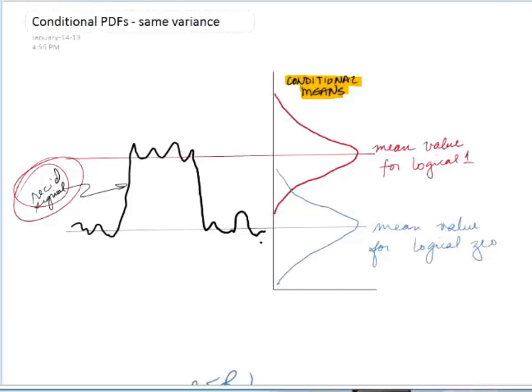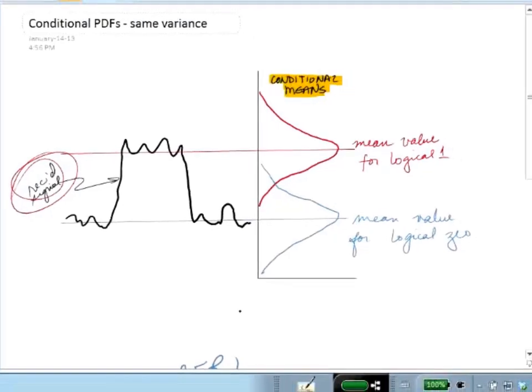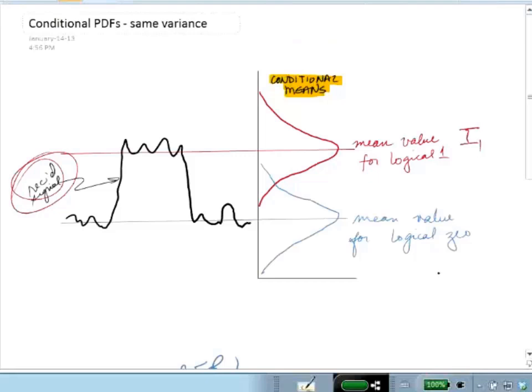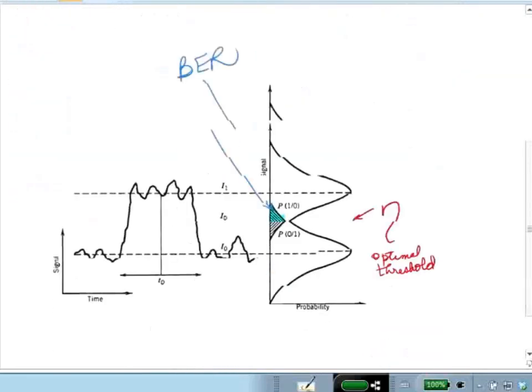And if we create a histogram, for instance, on a test and measurement device, or if we look at the theoretical conditional distributions, we would get the red and the blue distributions, which are Gaussian with shifted means. The mean for the logical 1 would be I1, and the mean for the logical 0 would be I0. These are the two different means that the distributions are centered on. Okay, so that's what maybe you've typically seen.